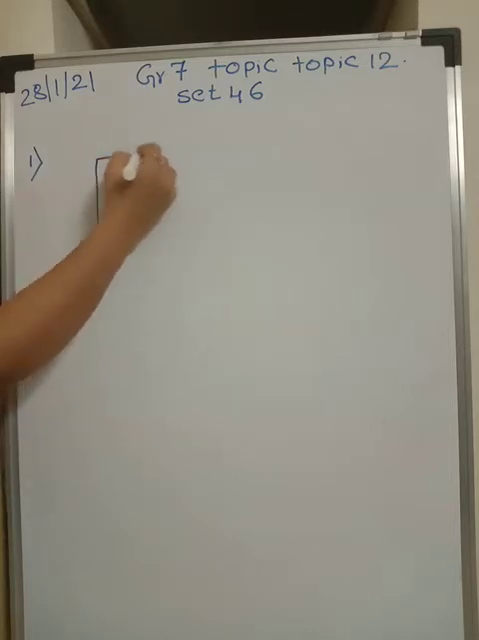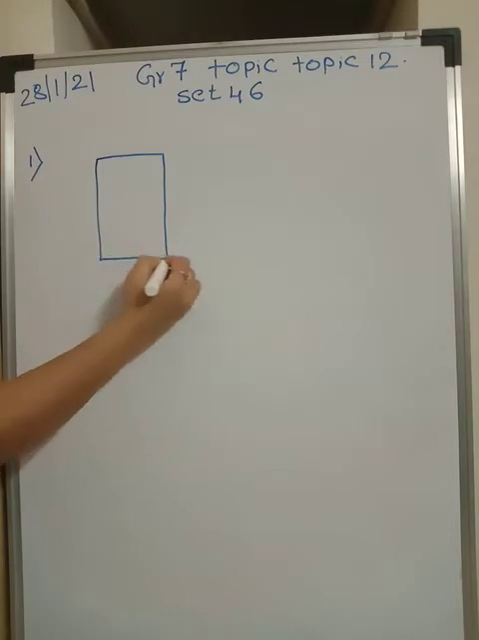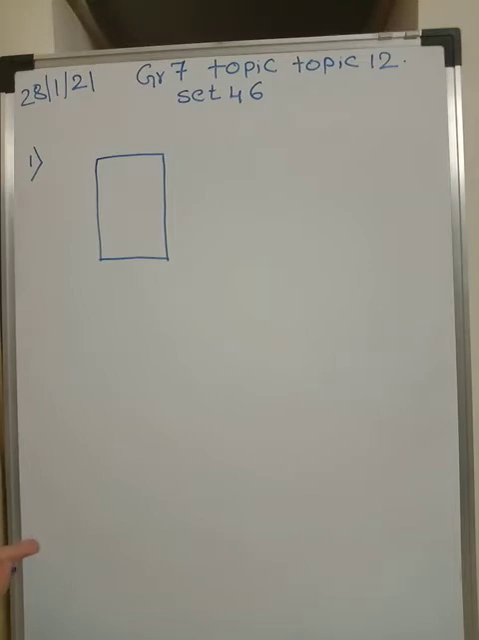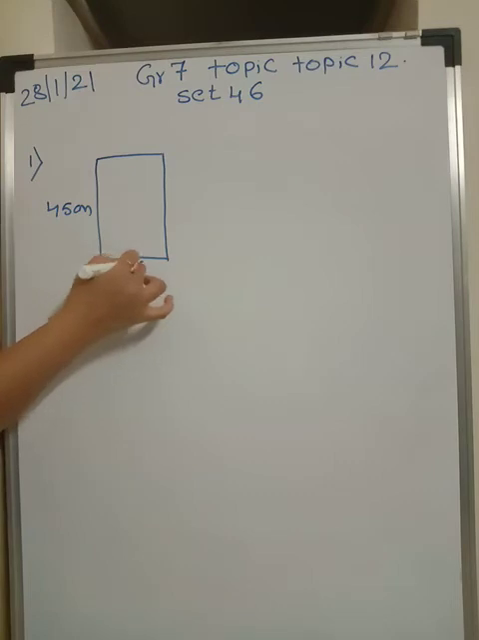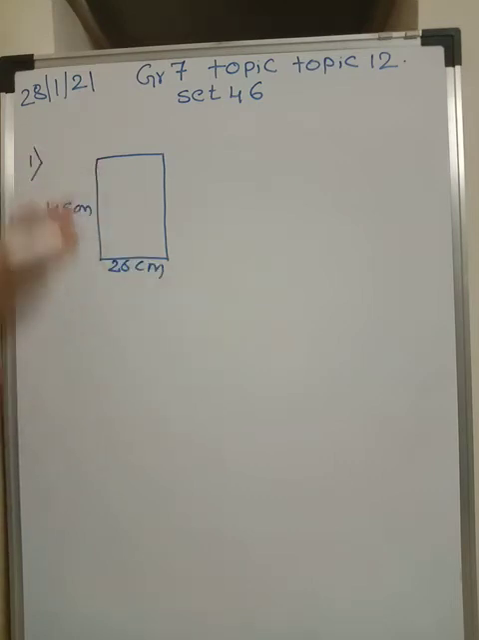Now see the first problem, set 46. A page of a calendar is 45 centimeters long and 26 centimeters wide. What is its area? Now a calendar is generally of this shape. If you have seen at home, you might be having calendars, like Kalanirnay and so on. Look at the measurements: it is 45 centimeters long and 26 centimeters wide. So the measurements also tell that it is a rectangle. Now we have to find its area.